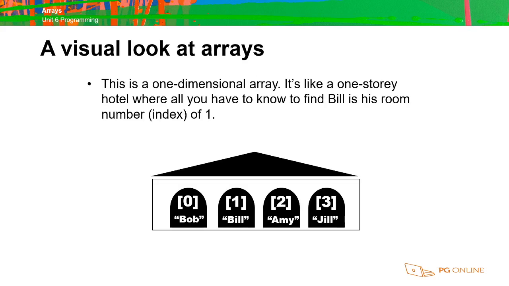Now, in order to use the data from there, you need to be able to find them. Each item, or each what's called element, each piece of data in an array has an index or a location, and most of the time they start from 0. So there's an example. It's like a 1-story hotel where each person has a room. So Bob's in room 0, Bill's in 1, Amy's in 2, and Jill is in room 3.